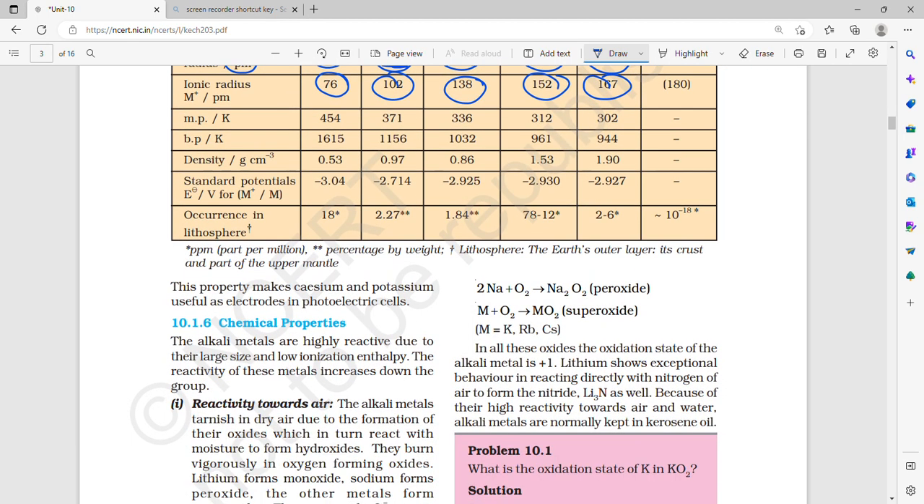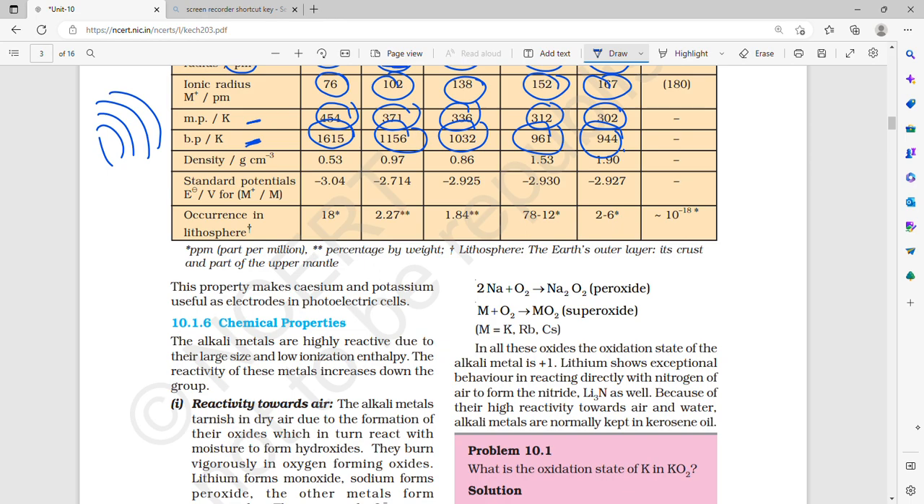Then melting point, boiling point. So melting point reduces down the group. Boiling point also reduces down the group. Melting point and boiling point are generally also very low because there is only a single electron, very loosely bound, and many shells. So as the atomic radius increases, the nuclear charge effect will decrease, and therefore even at a lesser temperature it will be able to melt or boil.